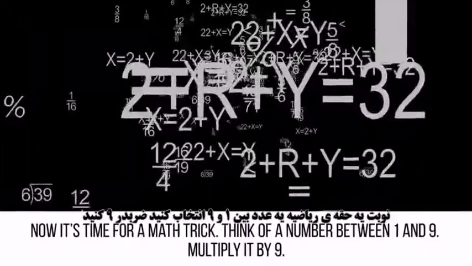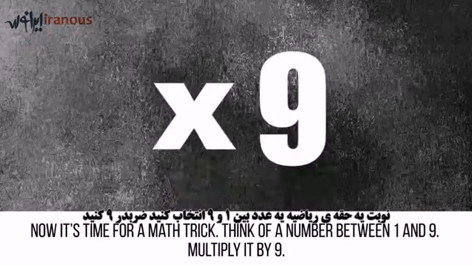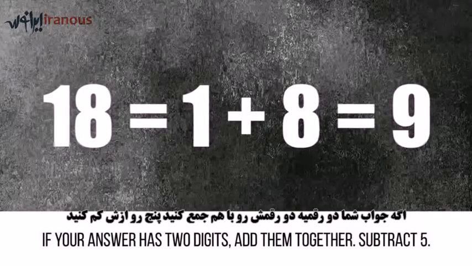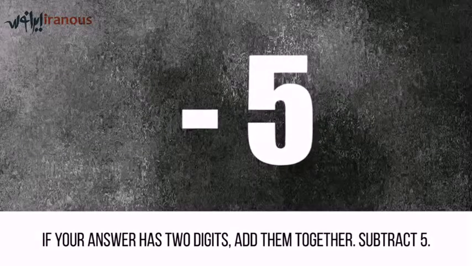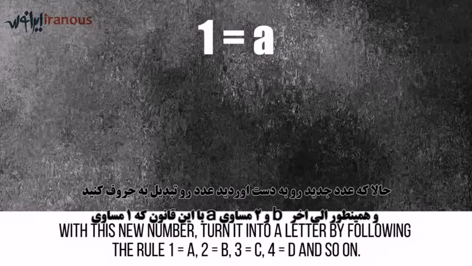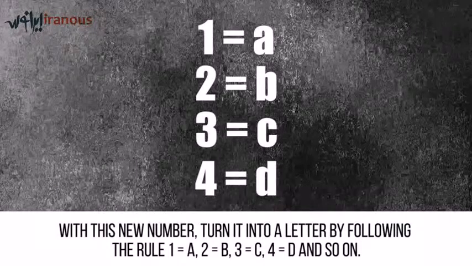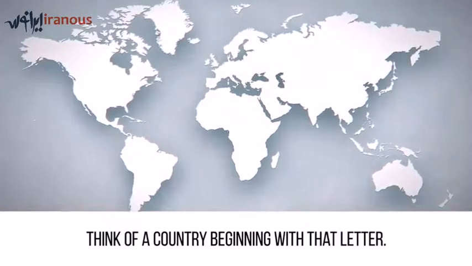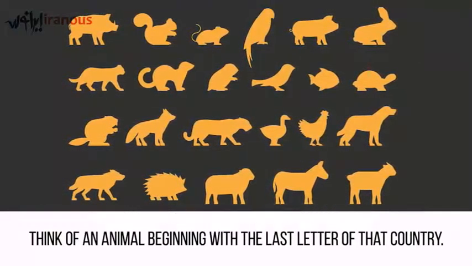Think of a number. Now it's time for a math trick. Think of a number between 1 and 9. Multiply it by 9. If your answer has 2 digits, add them together. Subtract 5. With this new number, turn it into a letter by following the rule 1 equals A, 2 equals B, 3 equals C, 4 equals D, and so on. Think of a country beginning with that letter. Think of an animal beginning with the last letter of that country.